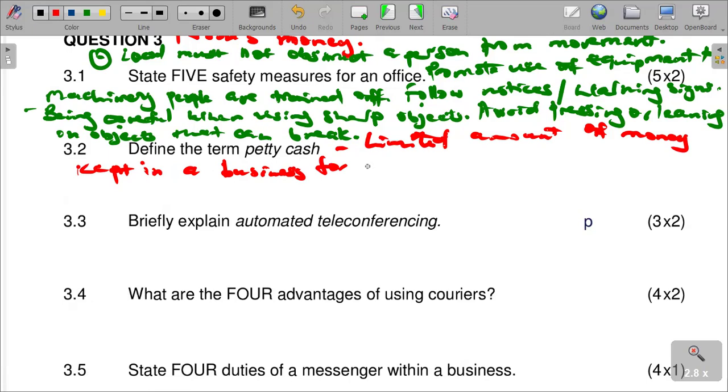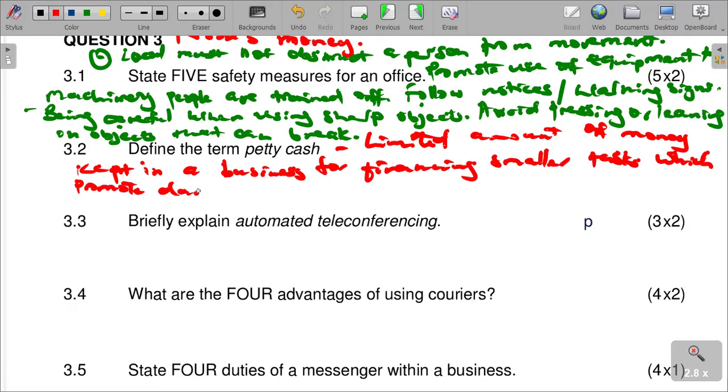for financing smaller tasks, which allows daily running of the business, which promotes daily running of the business.